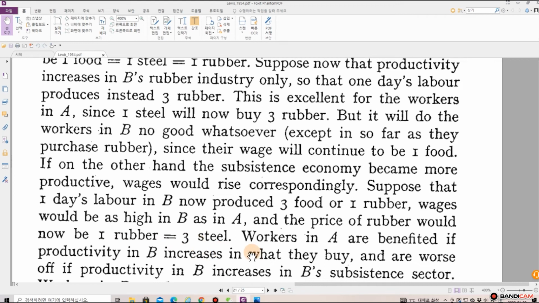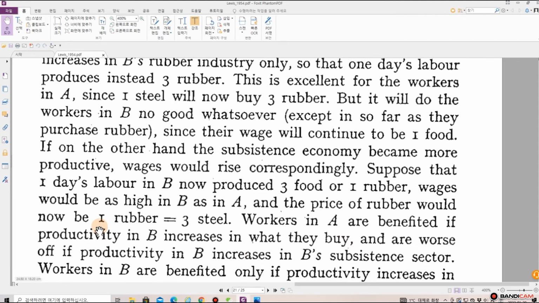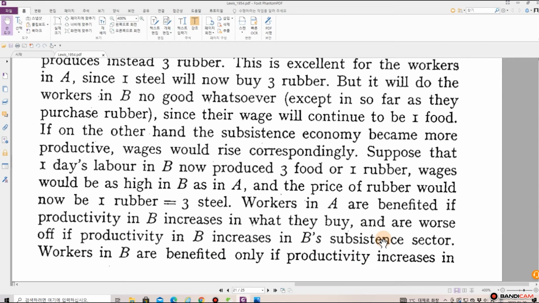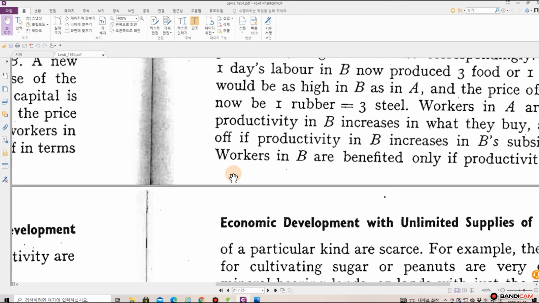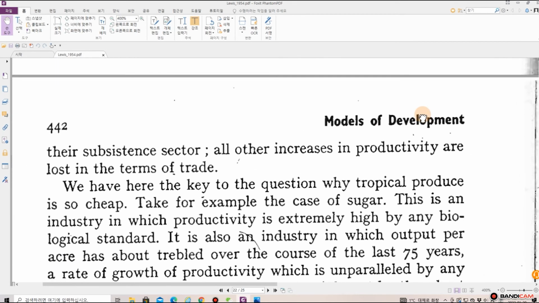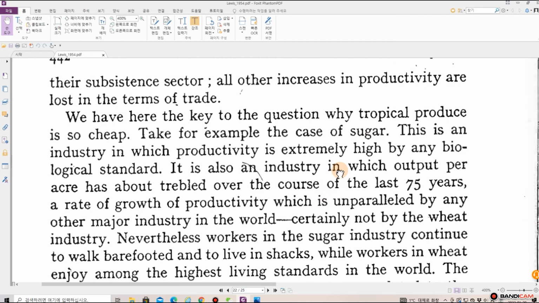Workers in A are benefited if productivity in B increases in what they buy, and are worse off if productivity in B increases in B's subsistence sector. Workers in B are benefited only if productivity increases in their subsistence sector. All other increases in productivity are lost in the terms of trade. We have here the key to the question why tropical produce is so cheap.